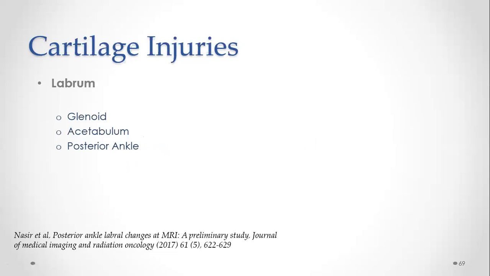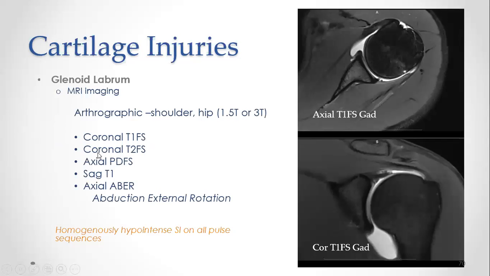Move on to the labrum. The labrum can be seen in the glenohumeral joint and the acetabulum, but also can be seen in the ankle joint. We published an article in 2017 where we provided MRI description of the posterior ankle labrum based on anatomic cadaveric studies. The labrum, again, like the meniscus, should appear homogeneously hypointense on the short TE sequences, and this is our MRI protocol for the glenoid labral imaging.